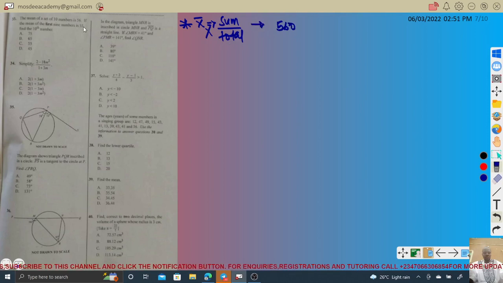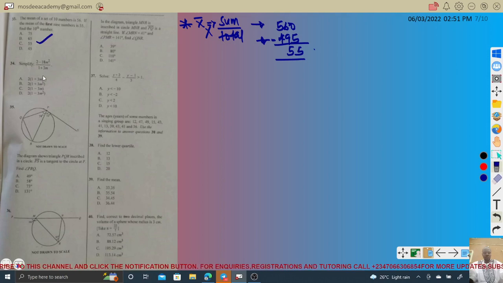If the mean of the first 9 is 55, you can see the same formula. The sum will be 9 times 55, which is 495. To get the last number, I just have to subtract directly. All these are past TME questions for some schools. When you subtract, it's going to give you 55, and that's the number you are looking for. So that's the answer to that.